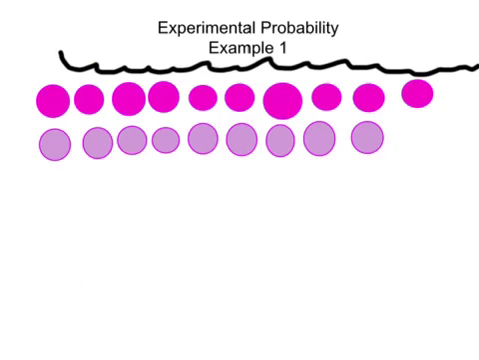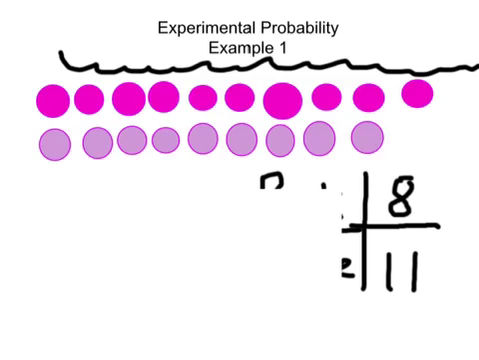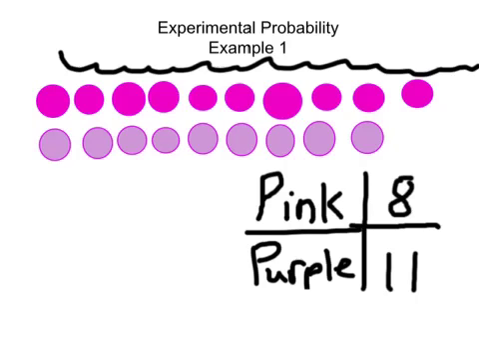For our last example, we will be doing another experimental probability to find the number of pink marbles you will pick out of a bag after picking 19 times. To find the experimental probability, you must perform the activity in real life. We have a bag filled with 10 pink marbles and 9 purple marbles. Here are our results. We picked 8 pink marbles and 11 purple marbles.